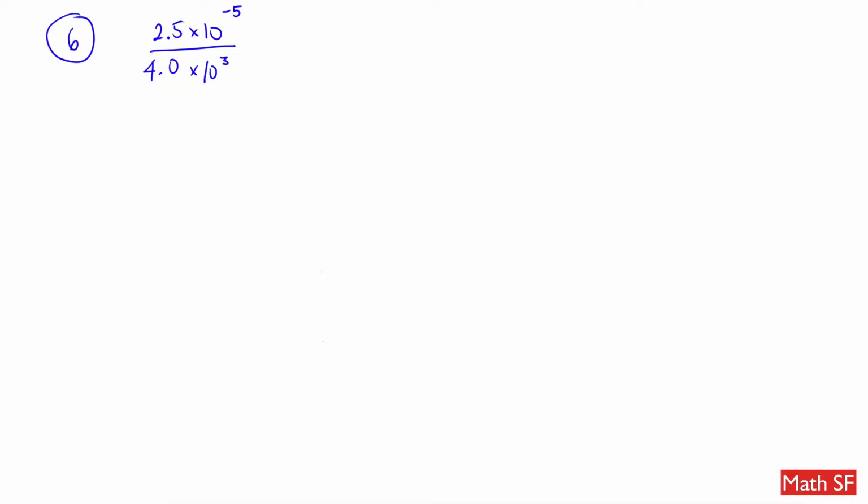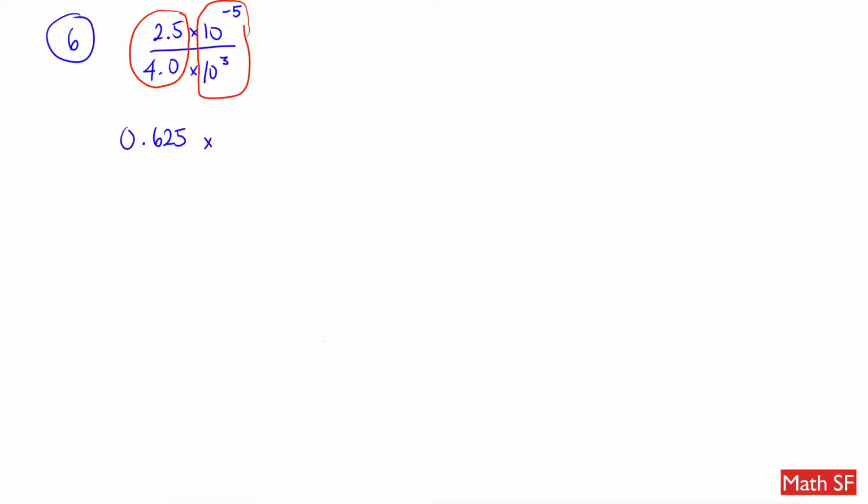Number 6. So you have 2.5 times 10 to the negative 5 divided by 4.0 times 10 to the third power. The instruction says simplify and write the answer in scientific notation. So what you need to do here is we're going to use our law of exponents for the powers of ten, and for the other part we're going to use our calculator, or you can do it by hand. Now let's apply the calculator here, doing 2.5 divided by 4.0. Plugging that into the calculator, you will get a result of 0.625.